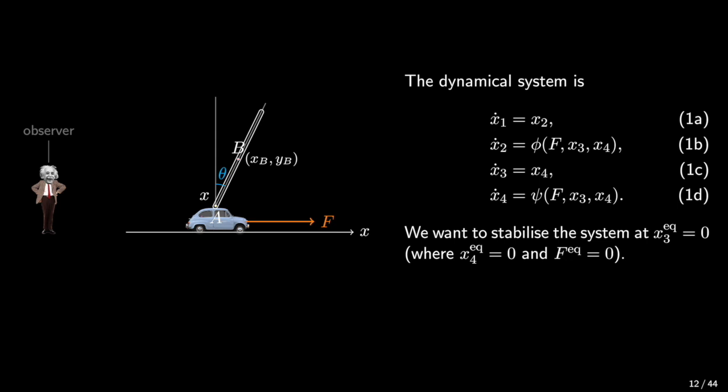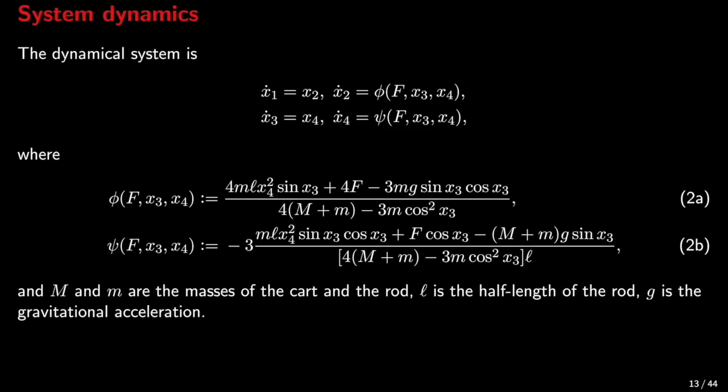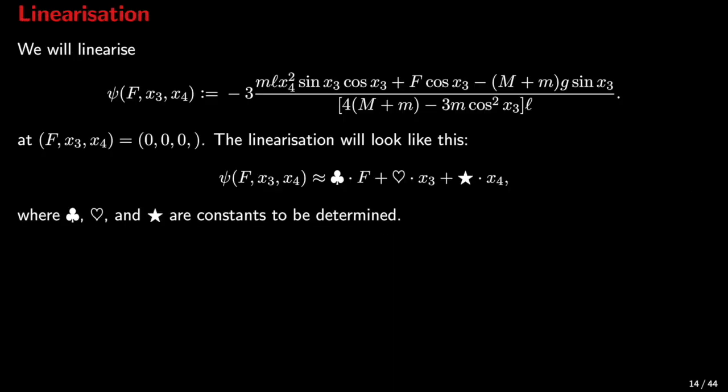Functions phi and psi are not just nonlinear, but they're also given by these lengthy and complicated expressions. Here, little m denotes the mass of the rod, big M is the mass of the car, L is the half-length of the rod, and G is the gravitational acceleration. I'm sure you can determine the partial derivatives of psi with respect to f, x3 and x4 on paper, but it's a tedious task to do. Instead, we'll give it to SymPy.